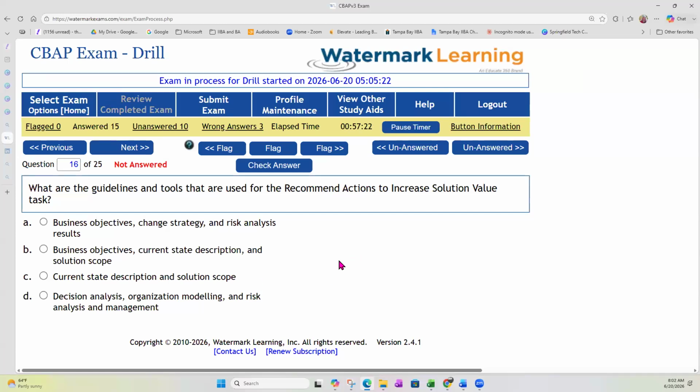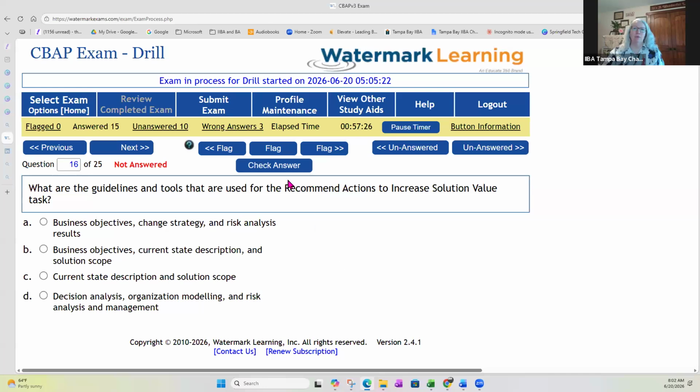What are the guidelines and tools that are used for the recommend actions to increase solution value task? So this is the very last task in the very last knowledge area. Guidelines and tools. Are they business objectives, change strategy, and risk analysis results? Business objectives, current state description, and solution scope. Current state description and solution scope, or decision analysis, organizational modeling, and risk analysis and management. Let's eliminate one of these.